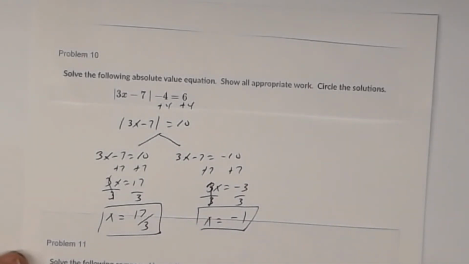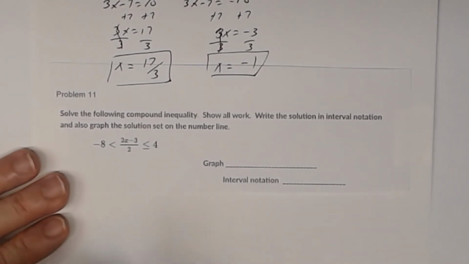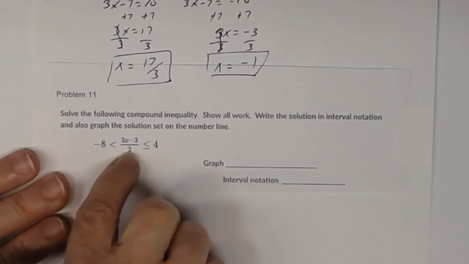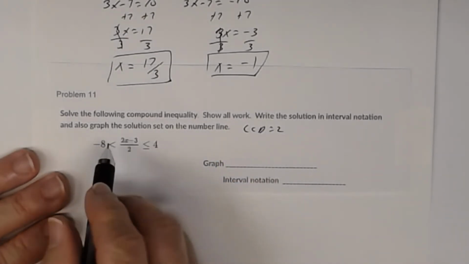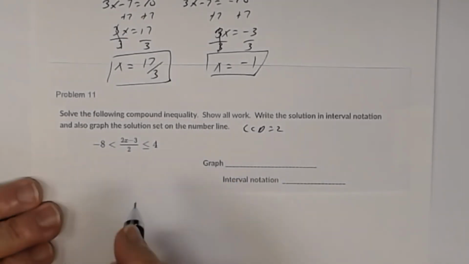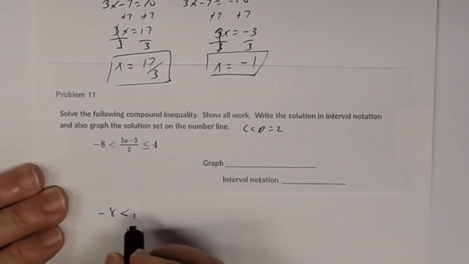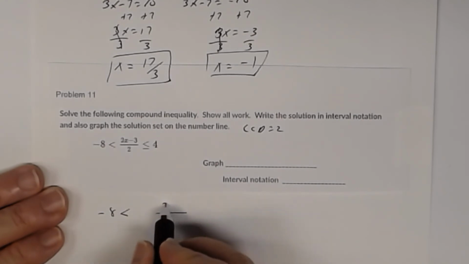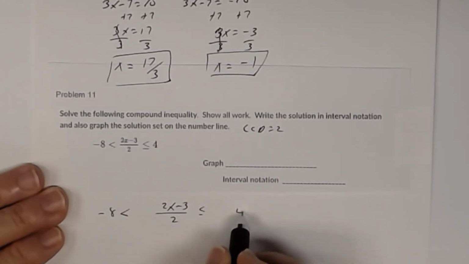And then finally, number 11. Number 11 was a compound inequality. Notice you do have a fraction, so your LCD here is 2, so you can multiply all parts by 2. Let me go ahead and rewrite this over. So you have negative 8 is less than, I'm going to leave some space here, 2x minus 3 divided by 2 is less than or equal to, I'm going to leave some space here, 4.